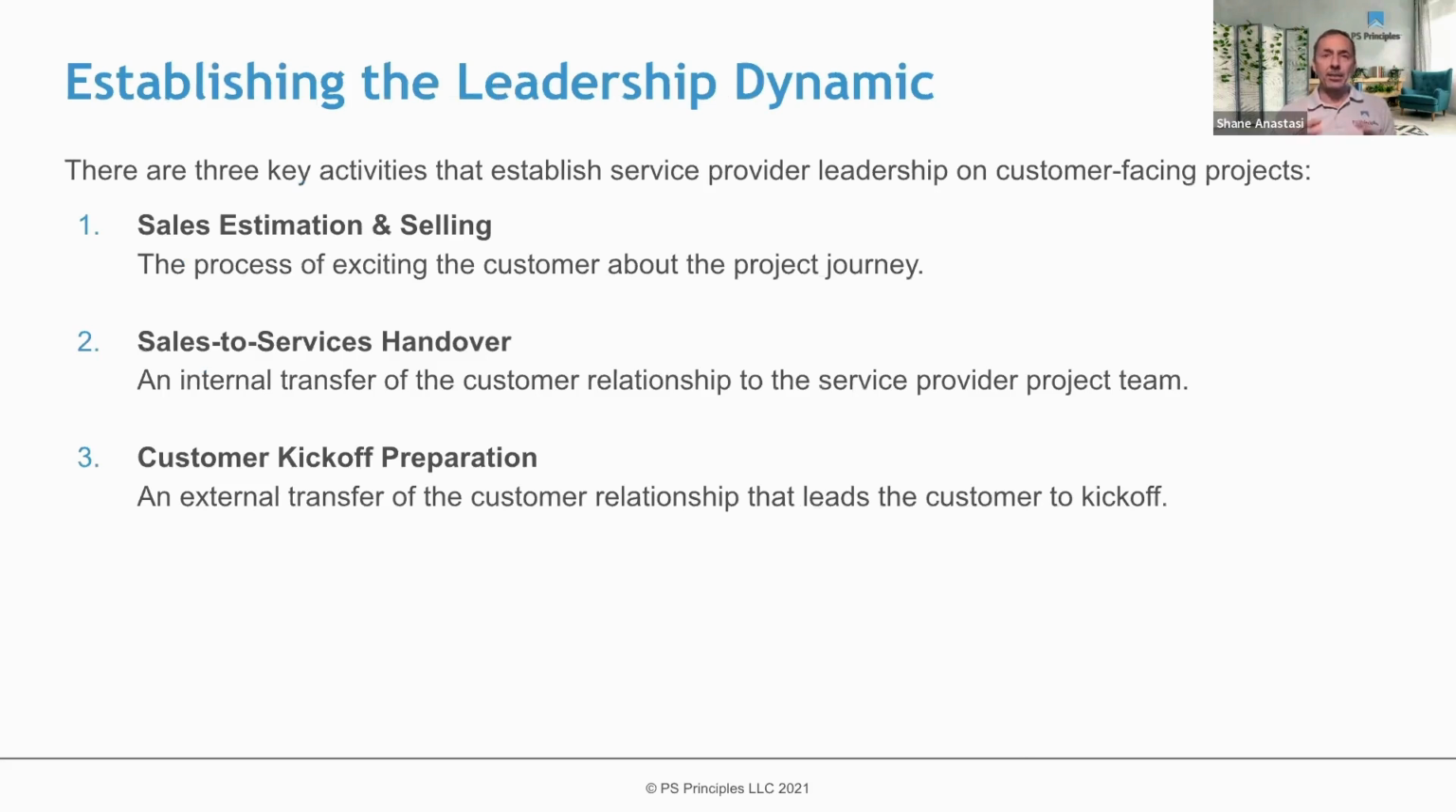Now, to look at establishing project sponsorship, we have to look at three very critical elements of the project's creation process, and that is the estimation and selling process, the sales to services handover process once the deal is closed, and then the kickoff process of the deal itself. And each one of these is fraught with things that can go sideways that eventually affect your ability to be an effective sponsor. And so we want to try and minimize those as much as possible and set you up as the person in charge of this project.